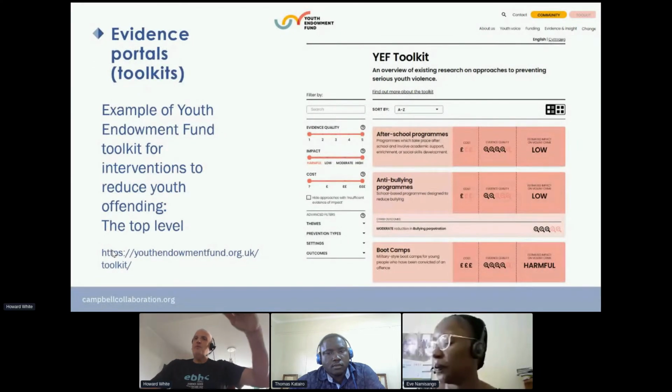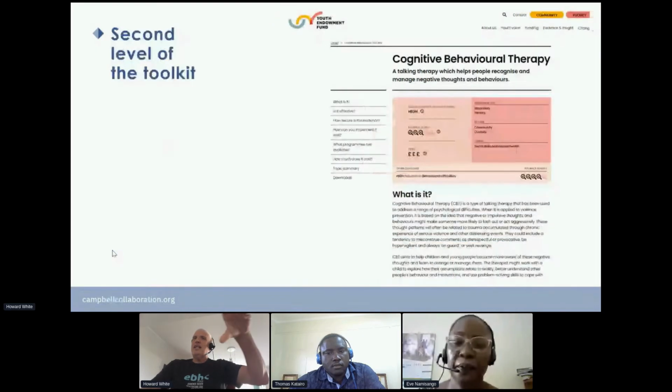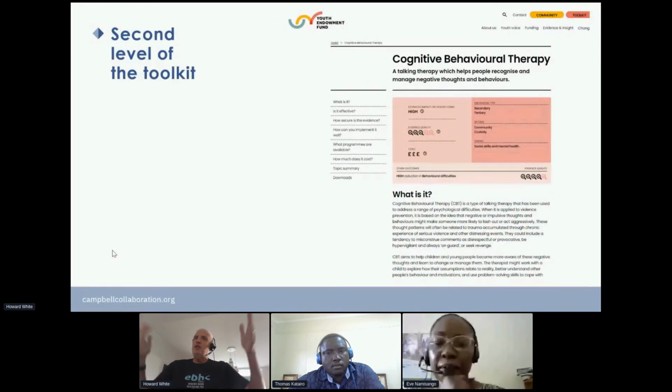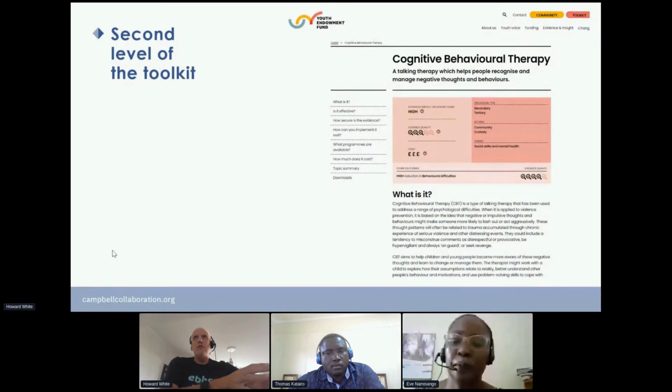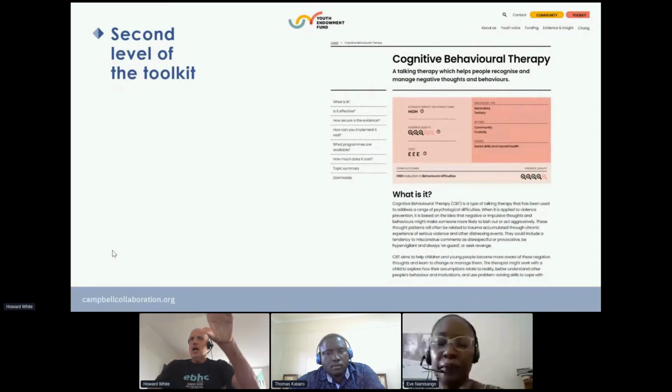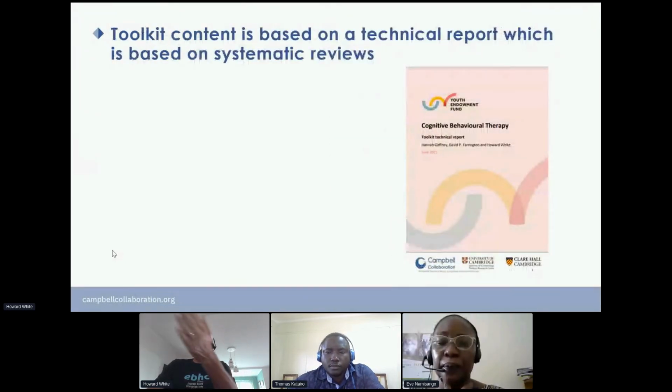You can look at any one of those programs and click down to what we call the second level of the toolkit, which gives you a fuller description of the program, what the intervention is, and it talks about what we know about implementation issues and what we know about moderators. So it works more with this group, that age group, than it does with this age group, for example. And each of these items in the toolkit, the top level with the impact ratings, and then the second level where we have more detailed content, is based on a technical report. The technical report is the third level of the toolkit.